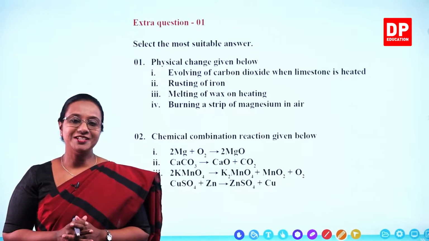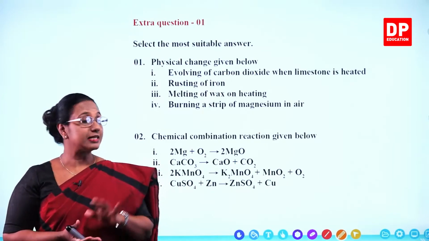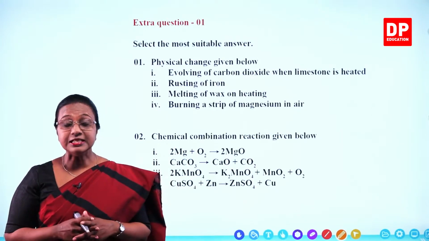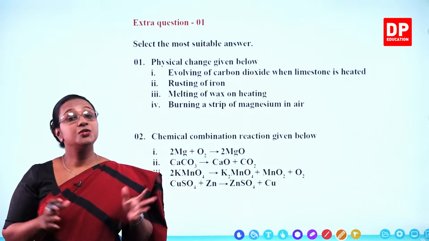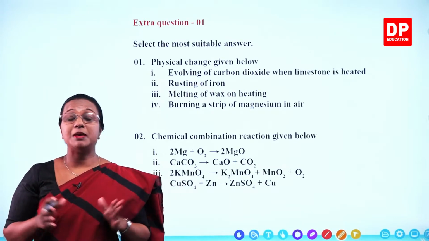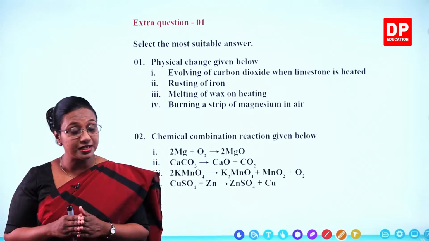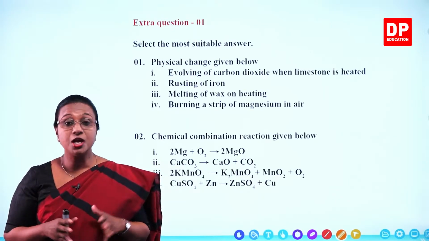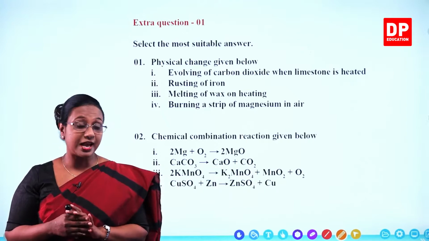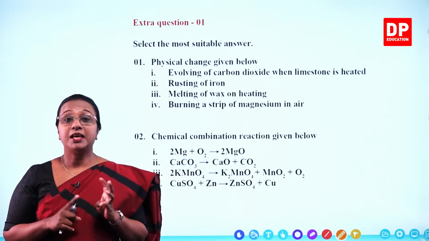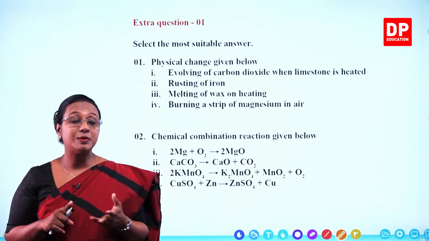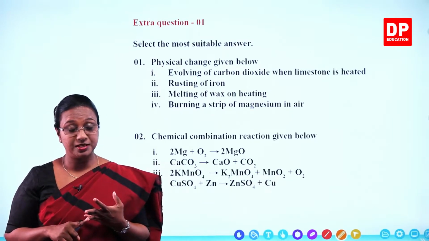Hello my dear students. So now I am going to discuss some extra questions with you all. This is related to the lesson changes of matter. Under changes of matter, you all can remember we discussed what physical and chemical changes are. Then under chemical changes or chemical reactions, we discussed the 4 types of reactions. You all can remember them: chemical combination, chemical decomposition, then the single displacement and double displacement.